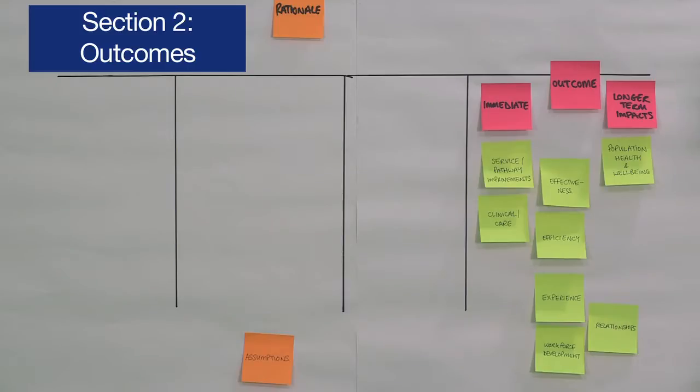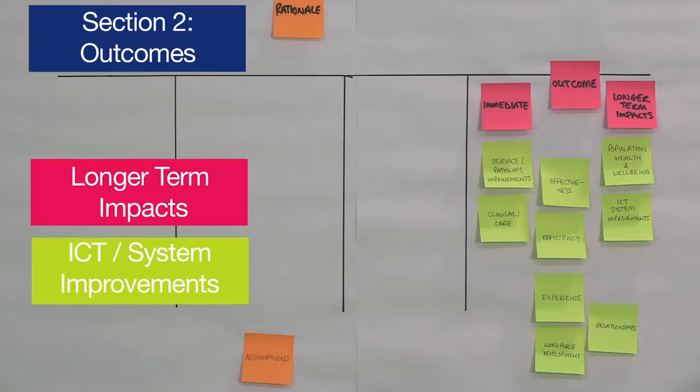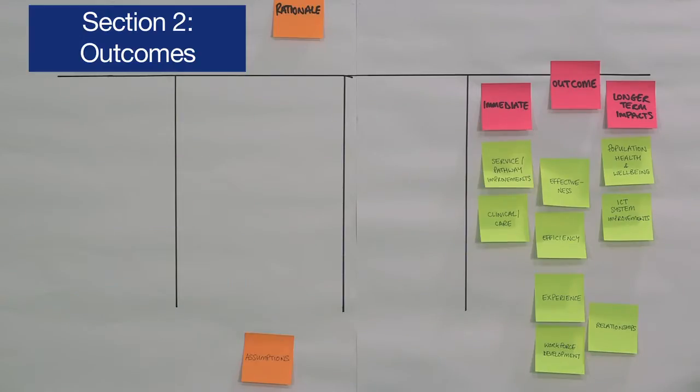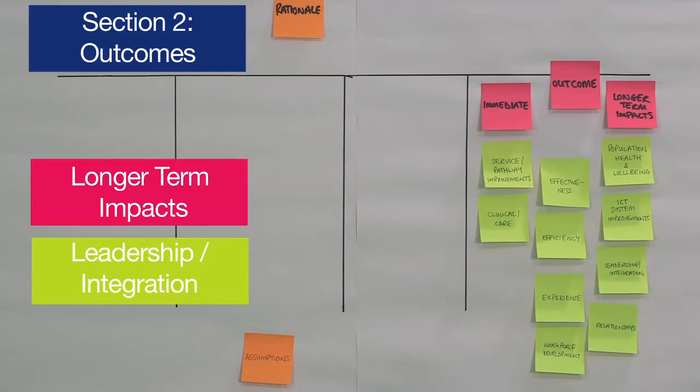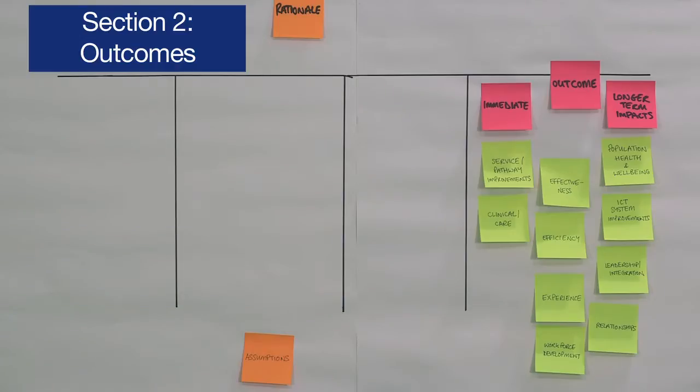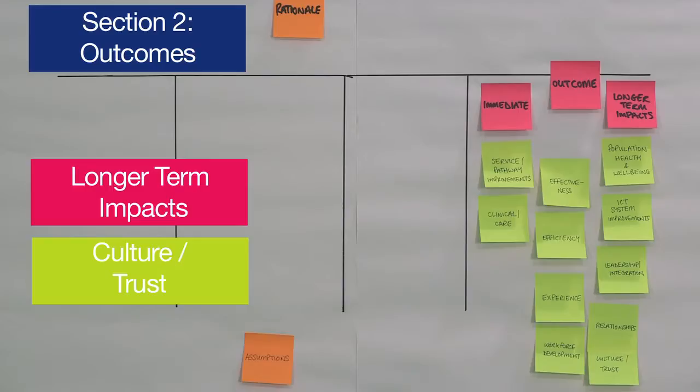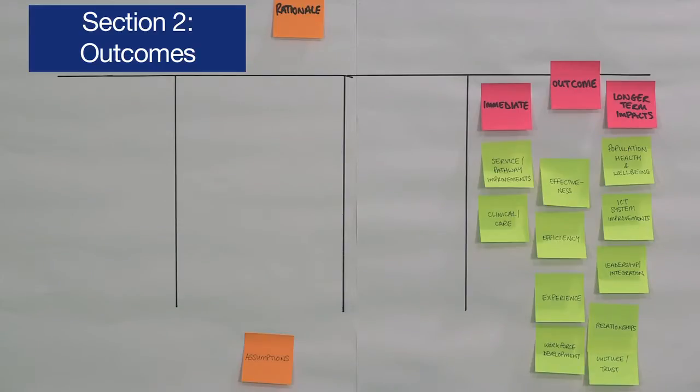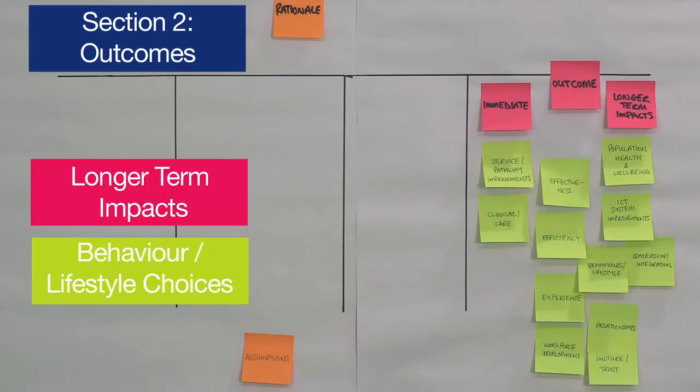More material changes that could happen longer term could be that you're expecting improvement in information, communications or technology. Overall, if you're changing service infrastructure, leadership will be more integrated, more successful. And similarly to relationships, there could be changes in the culture between organisations and partnerships. And as time goes on, particularly related to the experience that people have of their own care, that can help to nudge people's behaviours and lifestyle towards healthier decisions and choices.